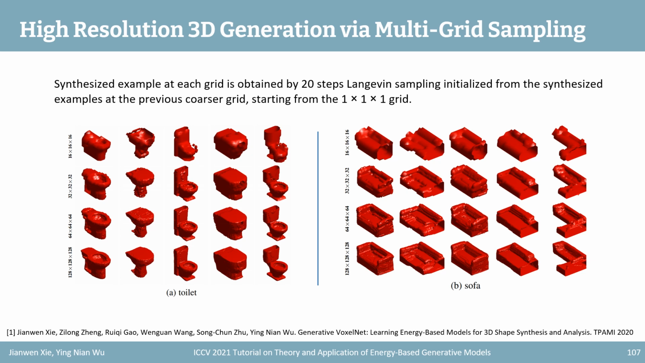Here are some results of generating 3D volumetric shapes by multi-grid modeling and sampling. The target resolution is 128 by 128 by 128. The synthesized example at each grid is obtained by 20 steps of Langevin sampling, initialized from the synthesized examples at the previous coarser grid, starting from the 1 by 1 by 1 grid. Different scales of synthesized examples along the multi-grid sampling process are also displayed.